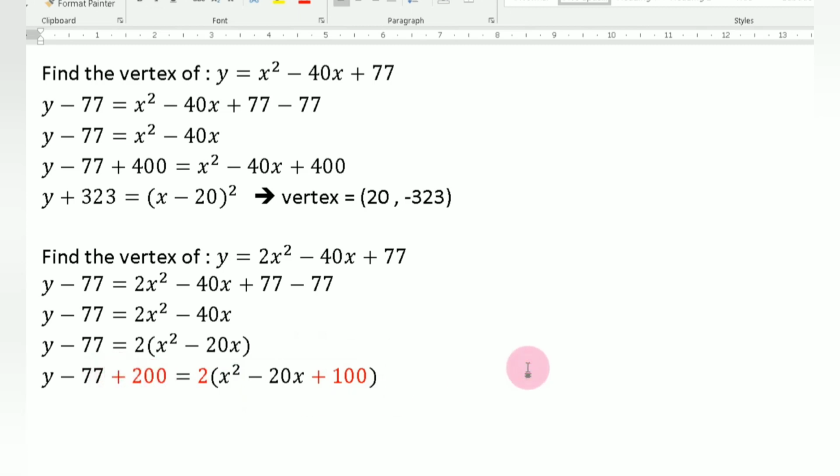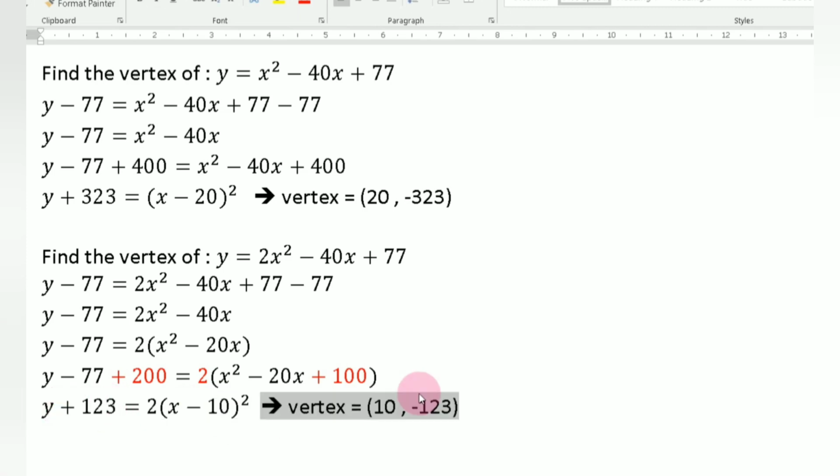And in the end, you just simplify the left member by adding this. And then this one, you just convert into a square. So yeah, this is the result. So the a is 2 and the vertex can be extracted from here and here. So it is 10 comma negative 123.